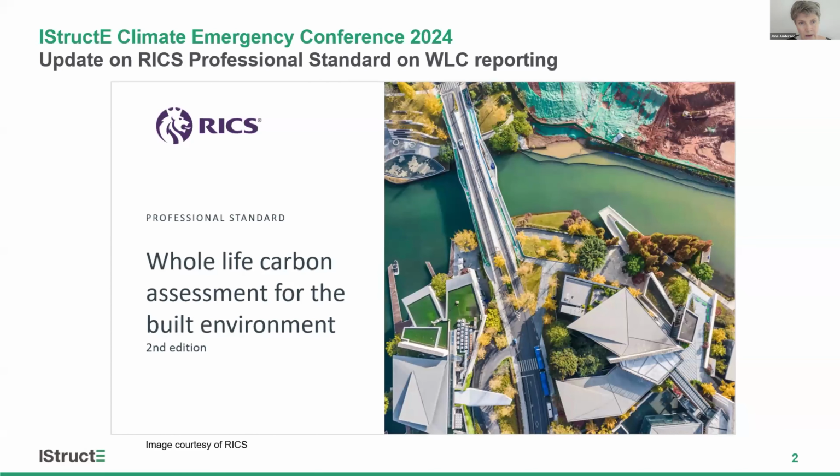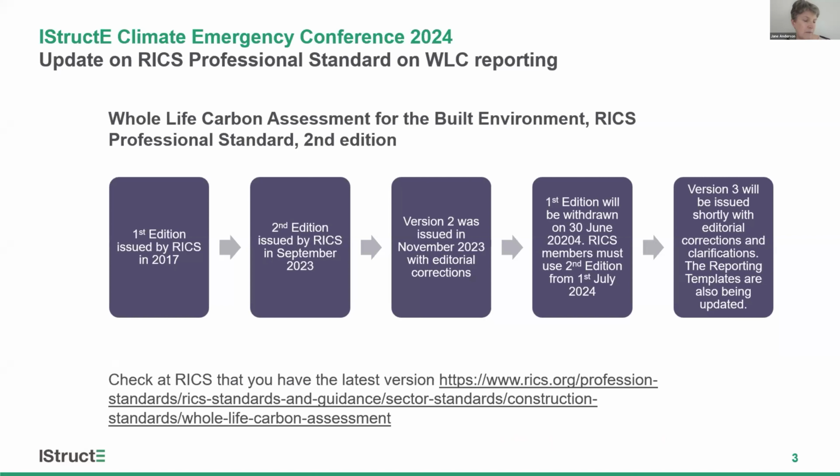So hopefully you were aware that RICS published a new edition of this. The first edition came out in 2017. The update was issued in September 2023. There was a very small amendment in November, and we are just about to issue a new version, which will address a couple more errors and clarifications that we need to look at. But the key part of that is that RICS actually require all their members, if they're doing whole life carbon assessment, to follow their professional standard. And from that point of view, they're withdrawing the first edition, and the second edition will be mandatory for them from the 1st of July, so just in a couple of weeks. So that will basically be the only version that they can use.